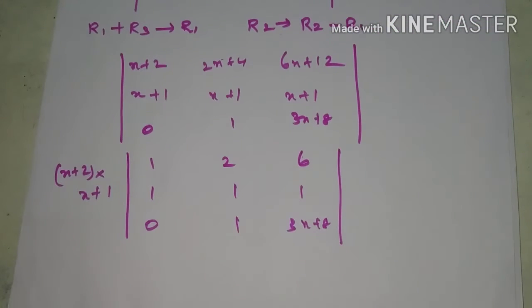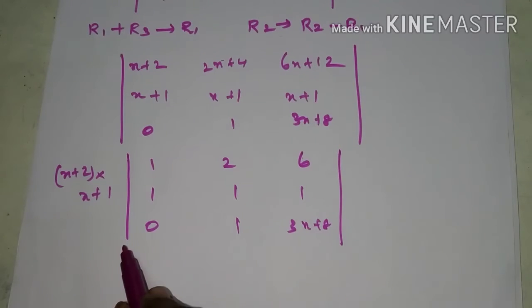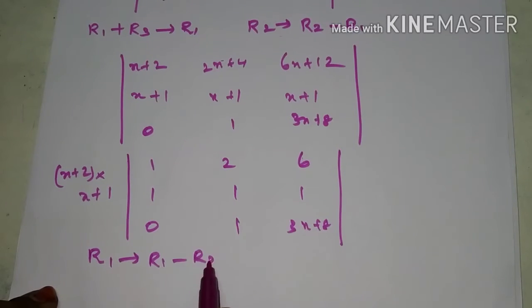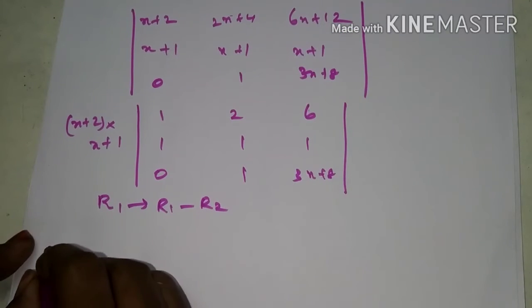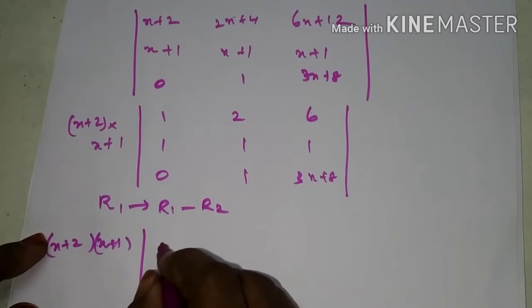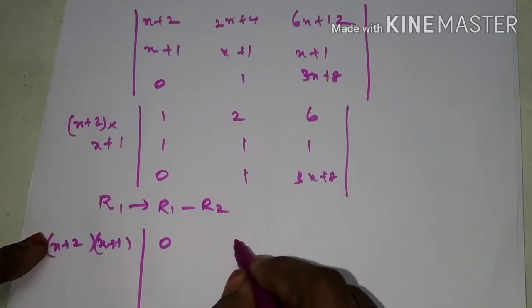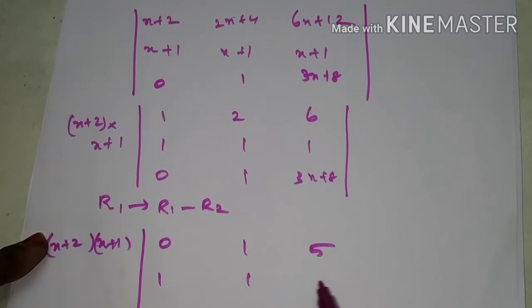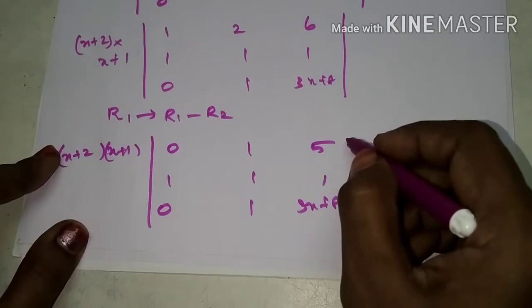This determinant can be further reduced by adding another operation, that row 1 is subtracted with row 2. Right? We'll get x plus 2 into x plus 1, 0. Well, subtracting that, we'll get 0, and we'll get 1 here and 5 here, and the remaining terms will be retained. Right?